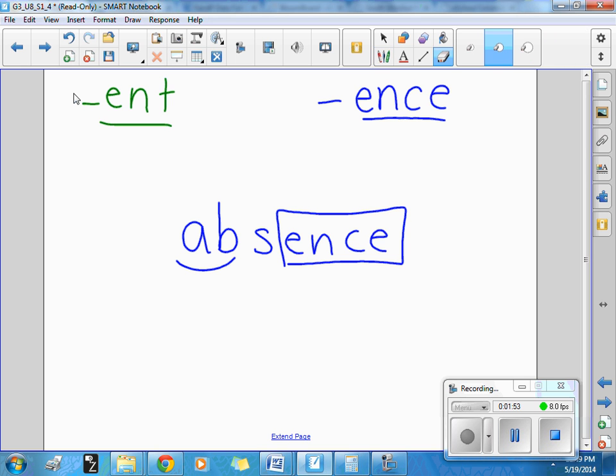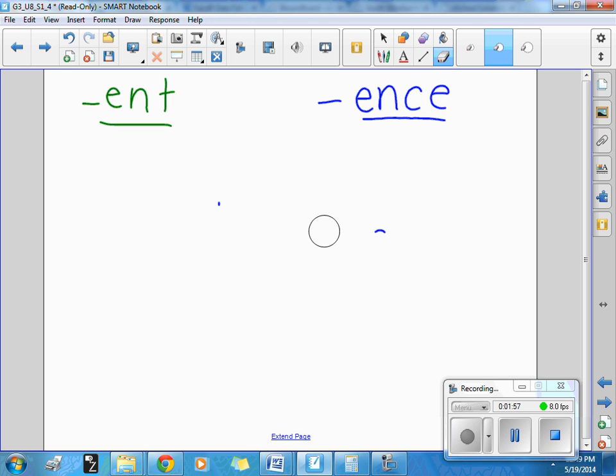All right, we've got one more that has the E-N-C-E ending, and it is residence. That's a place where you live. Residence. The building was built for people to take up a residence. Residence. It should look like this.